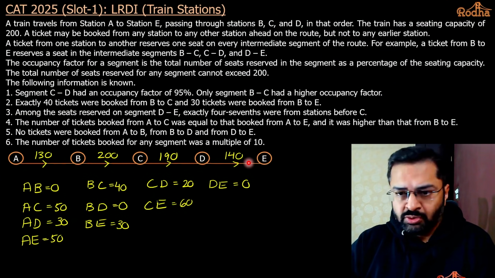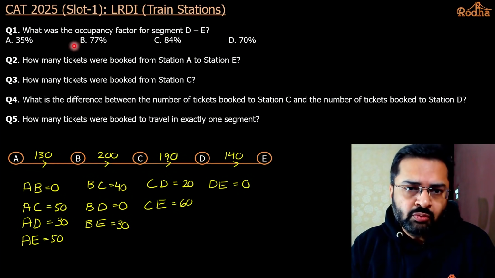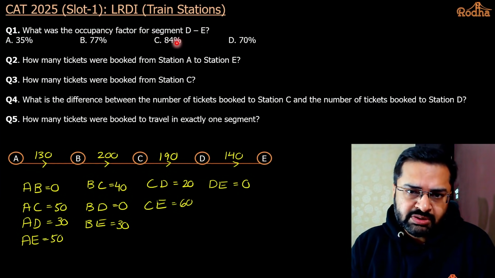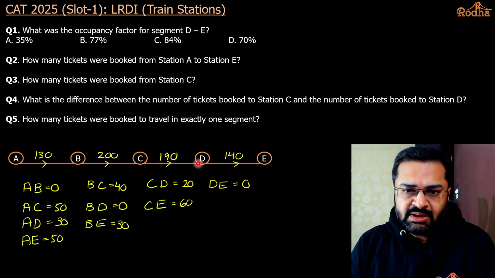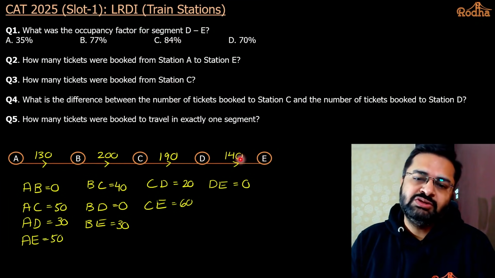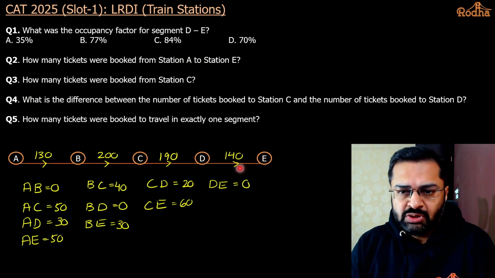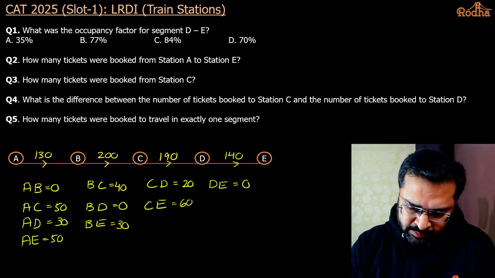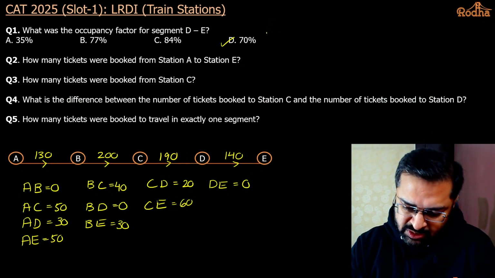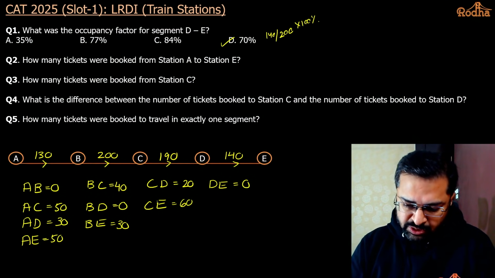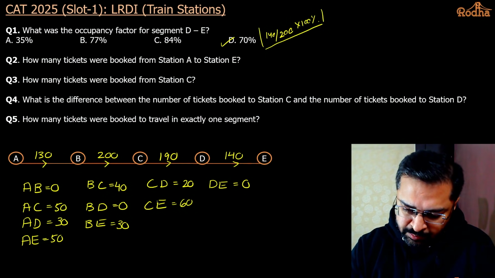Let me show you the questions here. What was the occupancy factor for segment DE? DE is this 140. So that's basically 140 upon 200. 200 is the seating capacity of the train. So DE is 140 occupied out of 200. That will be 70%. That's basically 140 upon 200 into 100%. So this is the calculation that we did here.